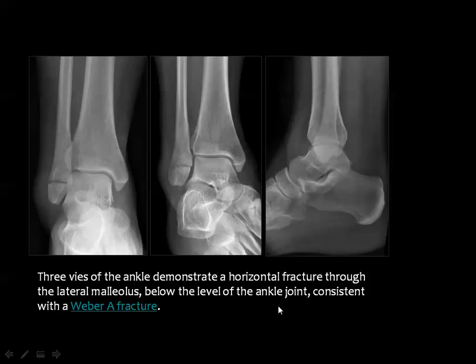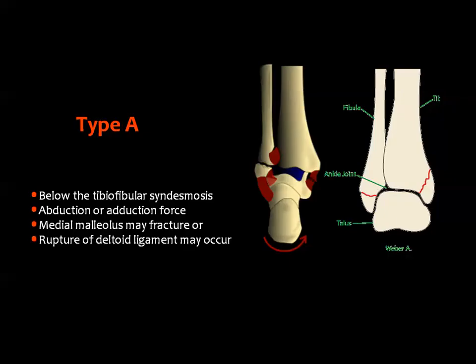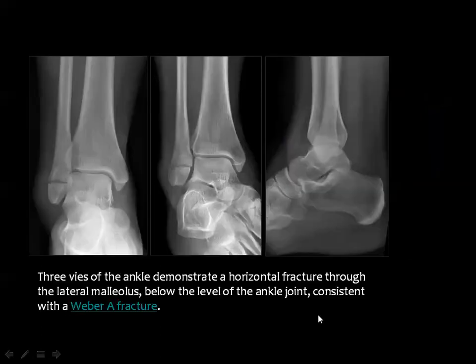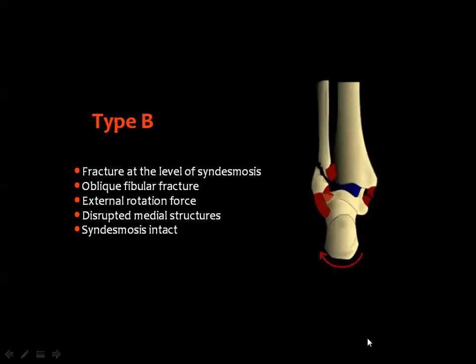And you remember the mechanism of injury, and you see the direction of trauma like this, and many times the medial malleolus is ruptured as well. And this is an example of Weber type A. You see the fracture of the distal part of the fibula below the level of the syndesmosis, and in this particular example you can see that the medial malleolus is intact.